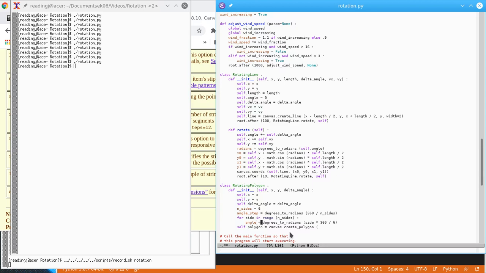So angle equals angle step, and I've got two sets of angles going on right now. This is the amount it's going to rotate by, the delta angle. This is for drawing my polygon, okay? Equals angle step times side. And so now we need to get the coordinates. Oh.